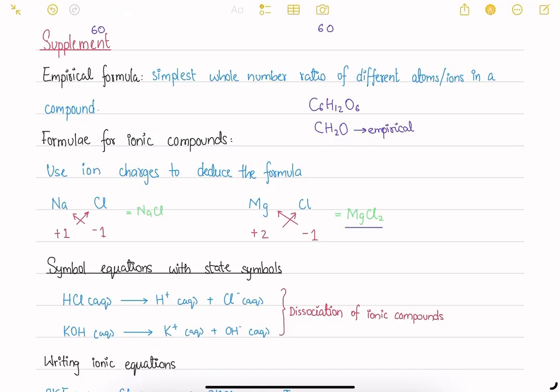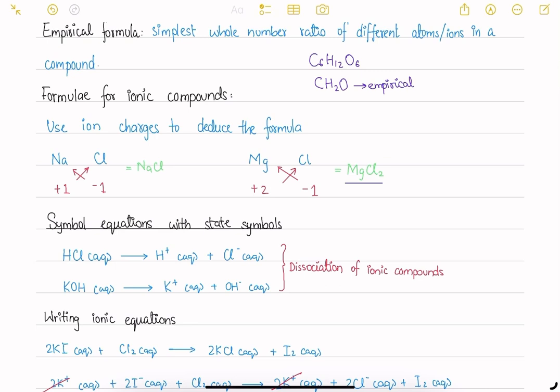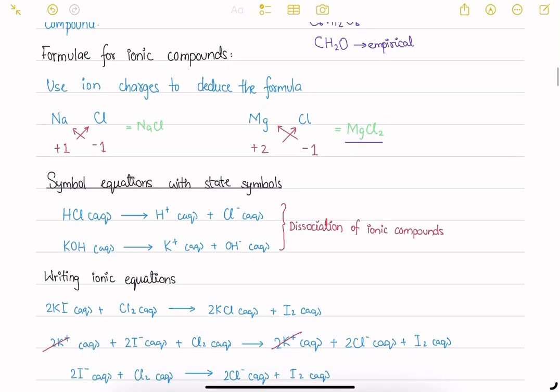Now we have symbol equations. We use state symbols. Okay. So in aqueous solutions, ionic compounds actually dissociate into their ions. This means that they separate into their component ions. For example, hydrochloric acid and potassium hydroxide.